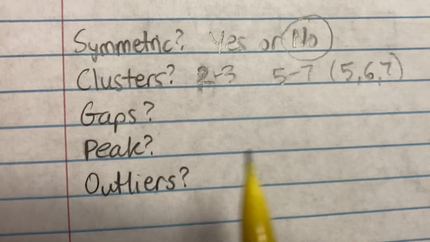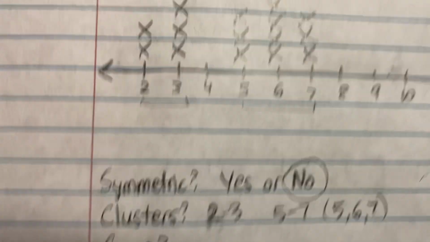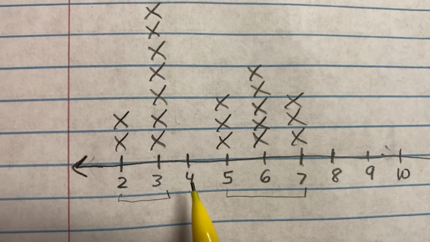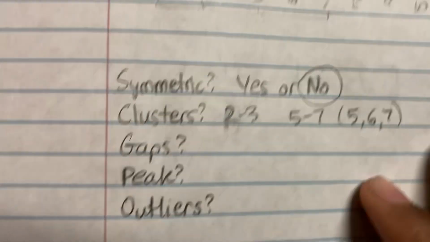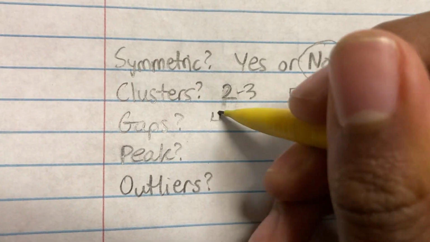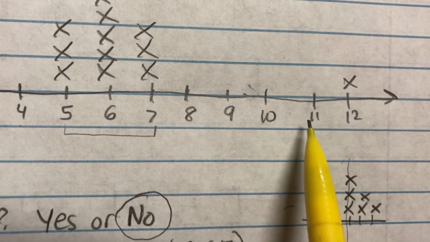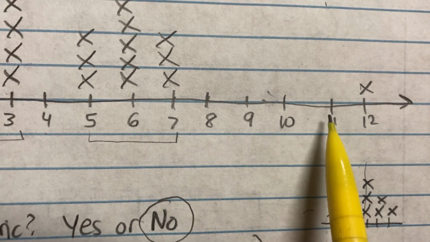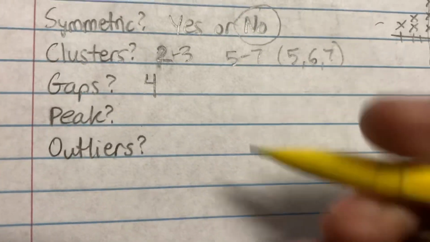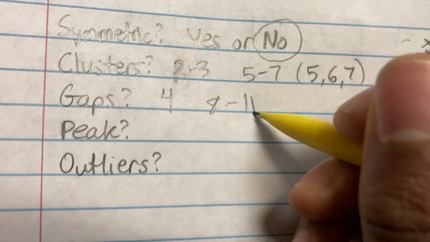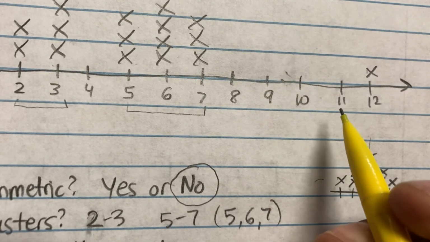Okay, do we have any gaps? Gaps are where you see no data. 4 is a gap. You don't see any data on 4. So 4 is a gap. 8, 9, 10, and 11, these four are gaps too. They have nothing. So 8 to 11, numbers 8 to 11 are gaps.